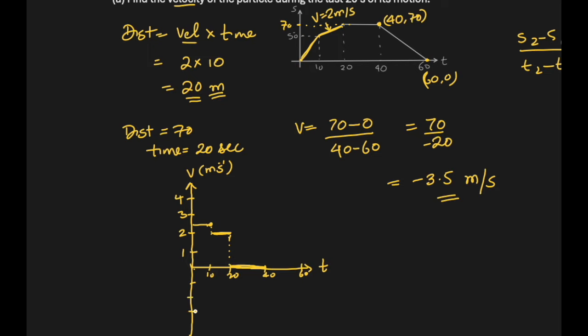1, 2, 3, 4. So we will be at 3.5 somewhere here, negative here. So we will draw again a vertical dotted line, and this will be negative 3.5 for the next 20 seconds. This is the v-t graph.